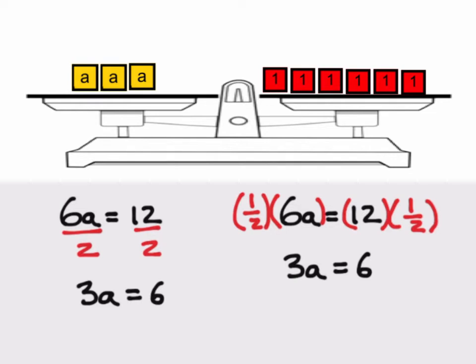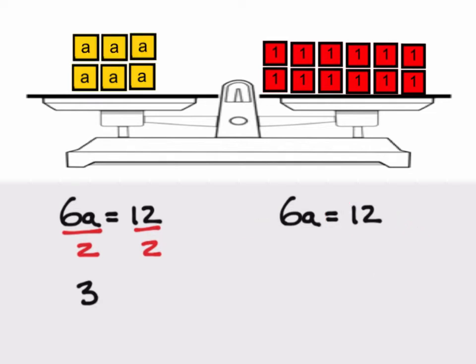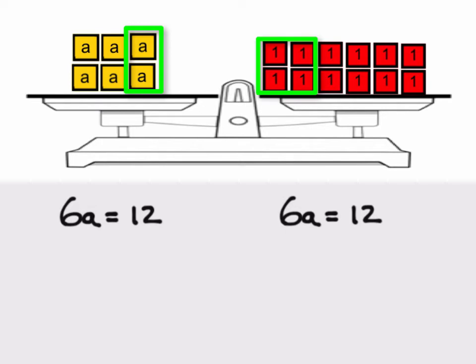In theory, we could have started with our original situation, and we can say that if the left side of the scale weighs exactly the same as the right side of the scale, then 1/3 of the left side of the scale is the same as 1/3 of the right side of the scale. So if we have only 1/3 the amount of a's on the left and 1/3 the amount of 1's on the right, the scale should remain balanced.